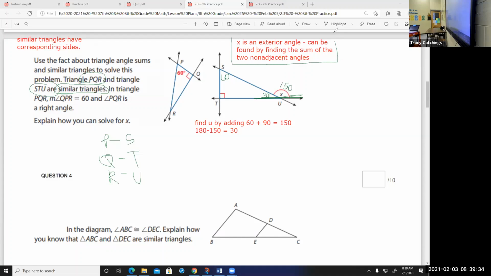And this is what I was telling us up top. The measure of an exterior angle is found by finding the sum of the two non-adjacent angles. So without us having to find the measure of 30, we could have just added the 60 plus 90, and that would have given us the 150 for X. Any questions about how we can find that exterior angle?